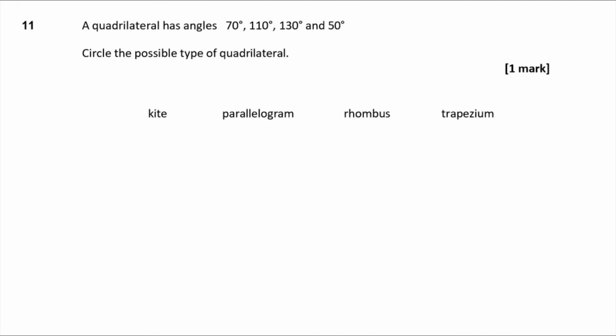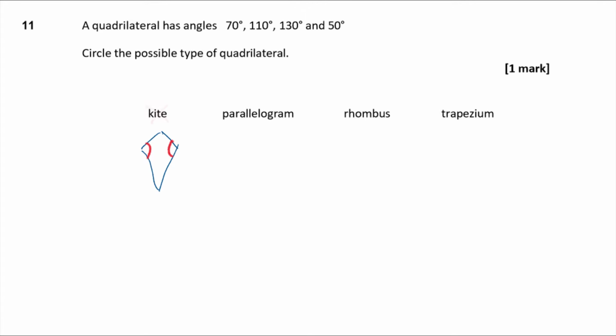Question 11. A quadrilateral has angles 70, 110, 130, and 50. Circle the possible type of quadrilateral. Okay, so is it a kite? Is it a parallelogram? Is it a rhombus? Is it a trapezium? Right, so if you're not sure about this, good to sketch them. What does a kite look like? It looks like this. A kite has opposite angles here and here that are the same.